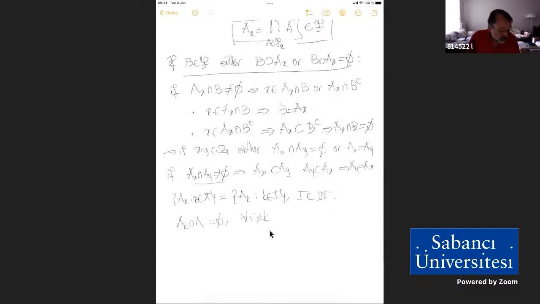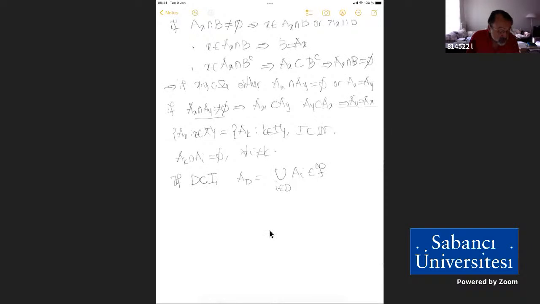So if I take any subset of I, let's say D, which will be again countable, and I write A sub D as the union of Ai for those i in D, then this is again a measurable set, because a countable union of measurable sets is measurable. So if now I take two sets D and E, subsets of I, such that D is different from E, then this implies that A sub D is different from A sub E.